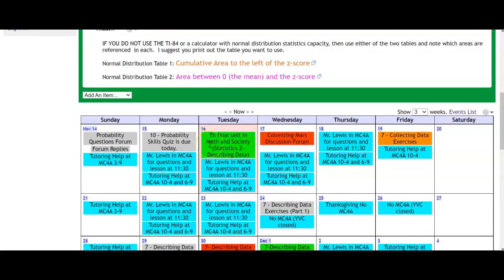Anyway, I think that's about everything for this last unit, which is on statistics, collecting data and describing data.